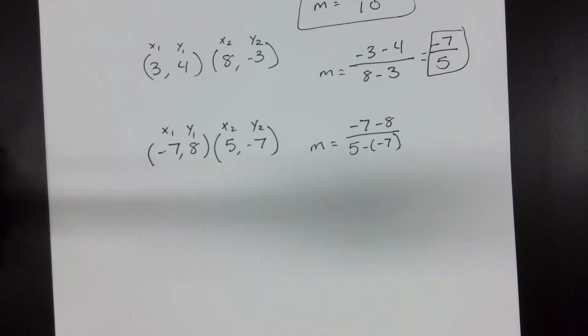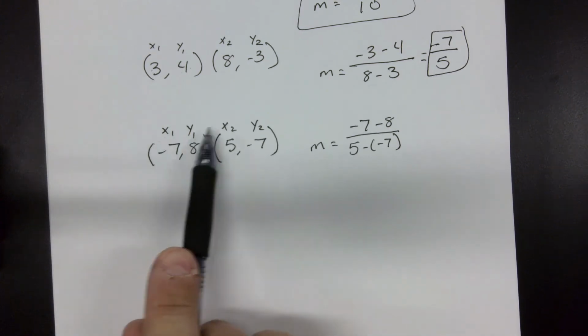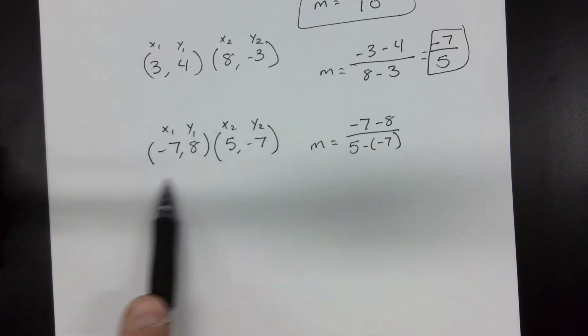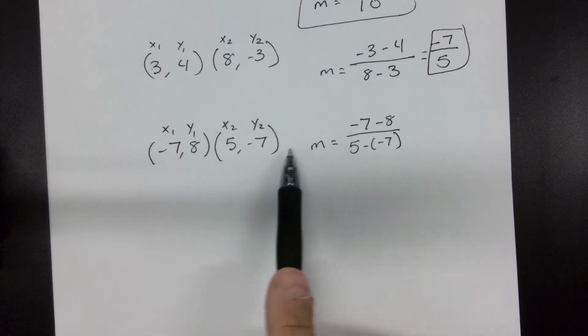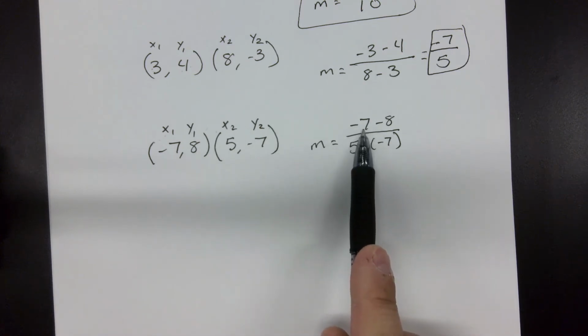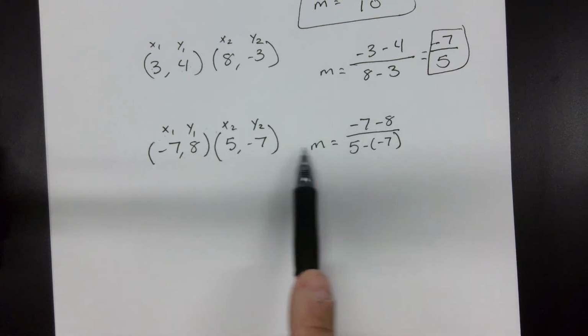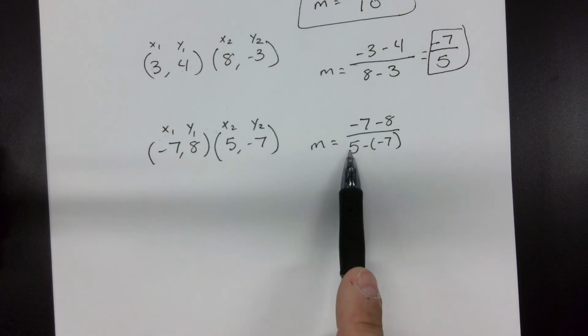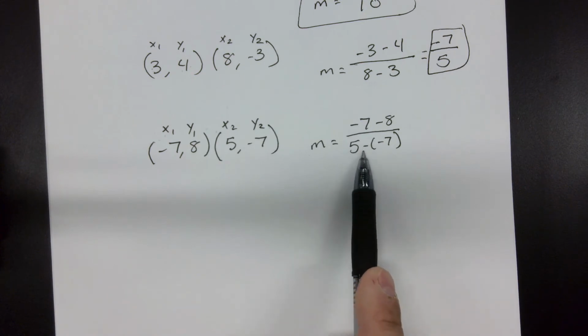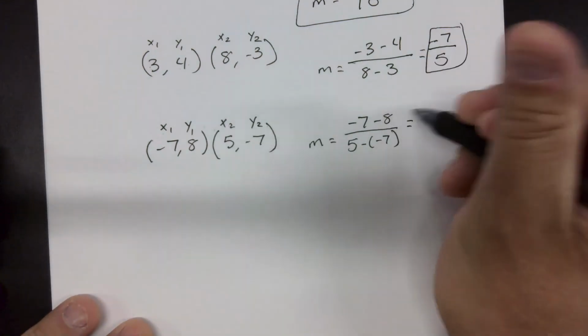Tanner. Okay, tell me how I did this one. So Tanner, I labeled x1, y1, and x2, y2, right? Okay, so Tanner, tell me if I plugged it in right. m equals y2 minus y1. Did I do that part right? Yep. And then 5 minus x2 minus x1. Did I do it right? Yes. Okay, Tanner, what's negative 7 minus 8?